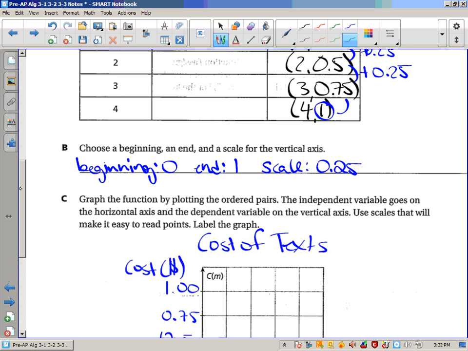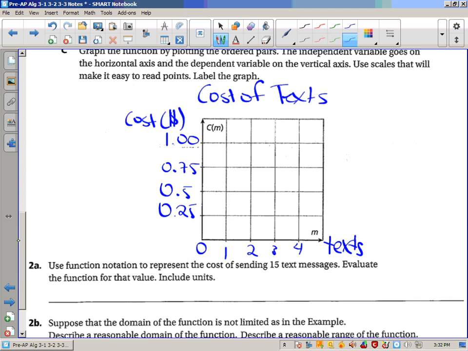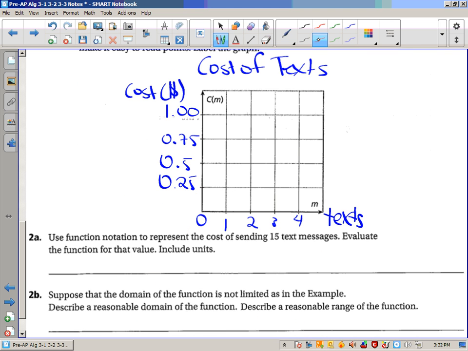So we'll plot these points. We have (0, 0), (1, 0.25), (2, 0.5), (3, 0.75), and (4, 1). What do you notice about these points here? They make a line. We call that a linear function. And the data points together make a line. Okay, so there we go. That's what it would look like.